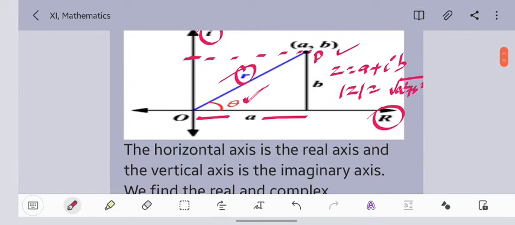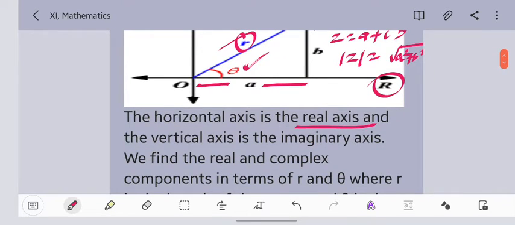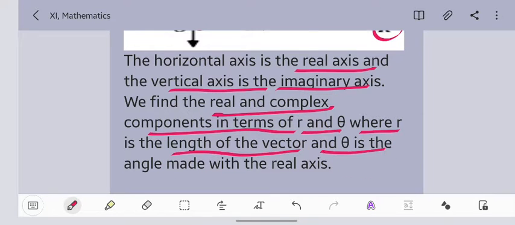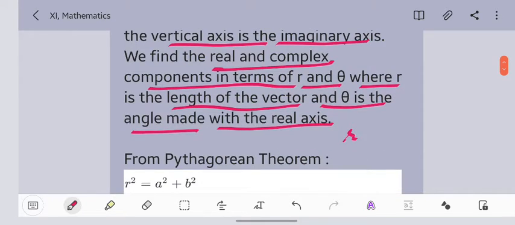The horizontal x-axis is the real axis and the vertical axis is the imaginary axis. You find the real and imaginary components in terms of r and theta, where r is the length of the vector and theta is the angle made with the real axis. So r and theta are also called polar coordinates.